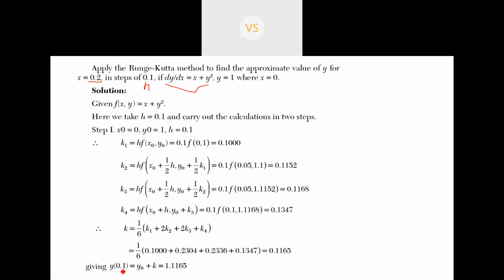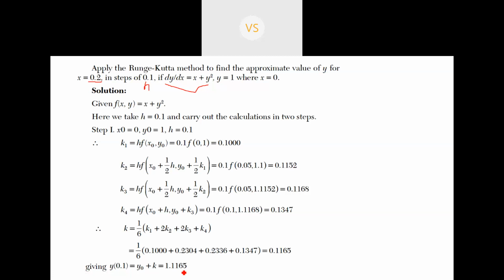Now here you just have to remember the formulas for k1, k2, k3, k4 and the final formula of k. So k will be equal to 1 by 6 of (k1 plus 2k2 plus 2k3 plus k4). So finally you are getting y at x equal to 0.1 as y0 plus k, so 1.1165. When x is equal to 0.1, the value of y is equal to 1.1165.